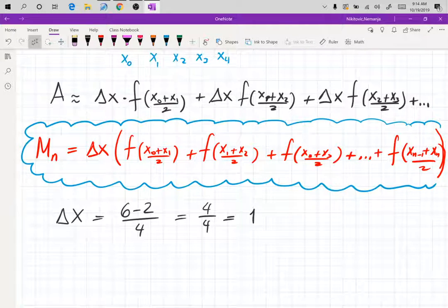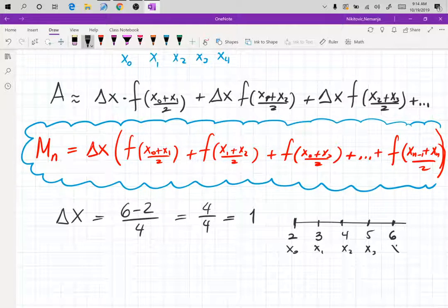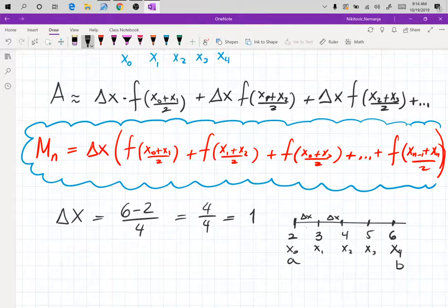So now, if I draw my partition, I know I have to start at 2. Then the next is 3 because it's the next one. Then the 4, then the 5, and then we end at 6. So these are my x0, x1, x2, x3, and x4, knowing that the last one are a and b, which are our interval. Because you have delta x in between each one of these, right? Going over. So now I have my delta x's.